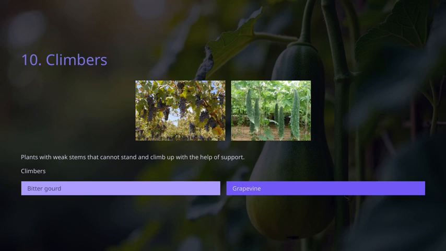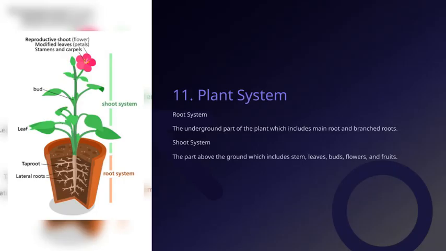Climbers are important because they utilize vertical space and often produce abundant fruits or flowers. They fit into our overall theme by showing how plants adapt their growth habits to overcome structural limitations and thrive in their environment. Let's take a closer look at the plant system, starting with the root system.